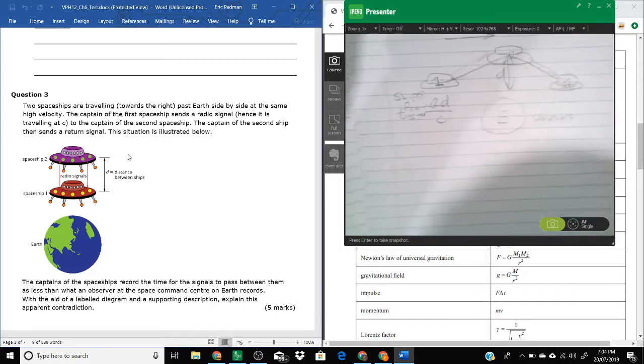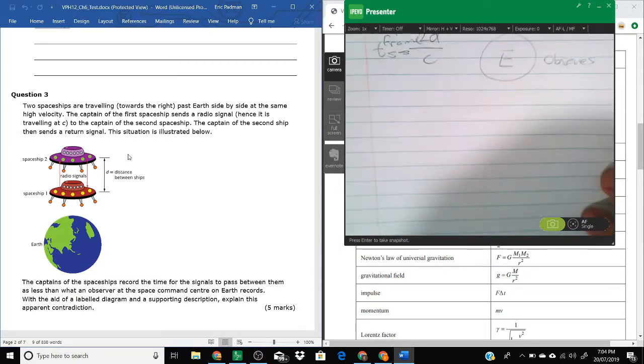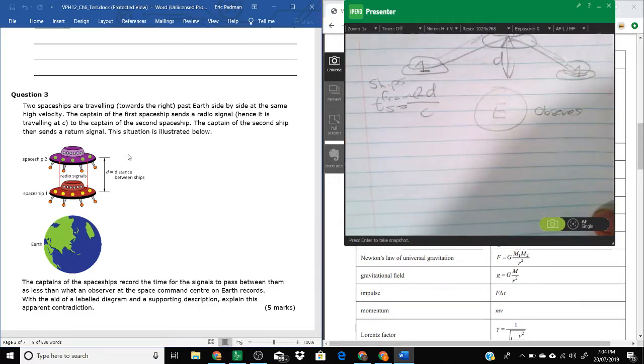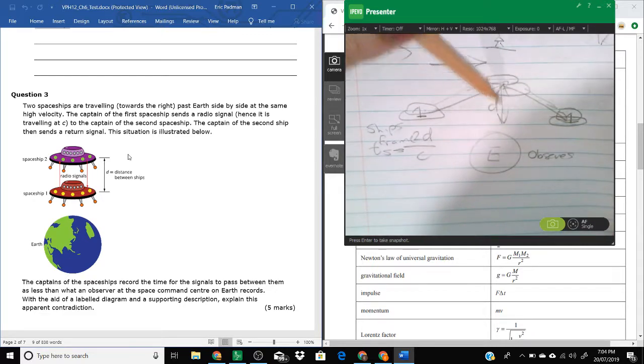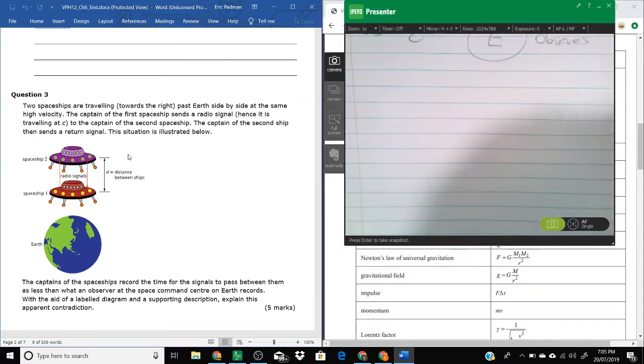Now, I'll get a bit more space. All right. So the Earth observes this. This length is longer than that, and this length going down is longer than that. From the Earth observer's frame of reference, because the ships are moving during the signal from ship 1 to ship 2, the distance for the light to travel from ship 1 to ship 2 is greater than d, and similarly for the return signal.